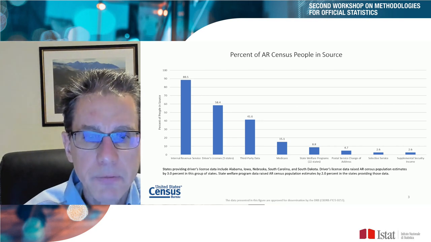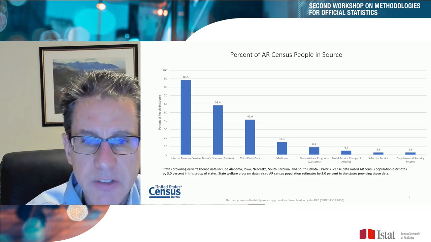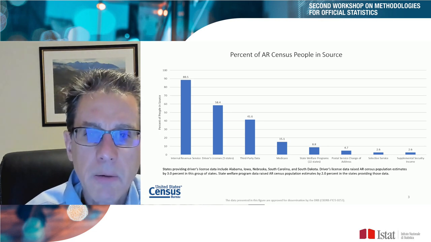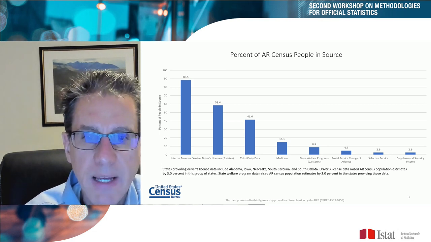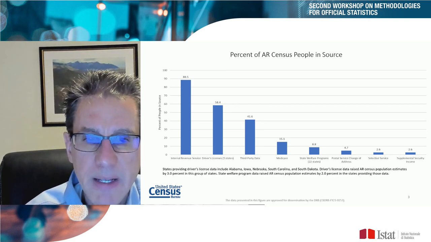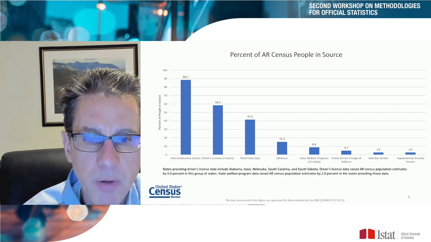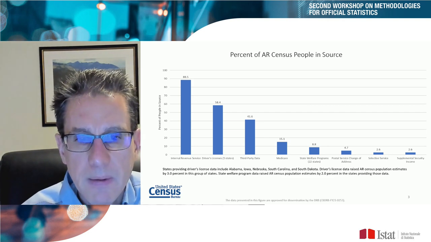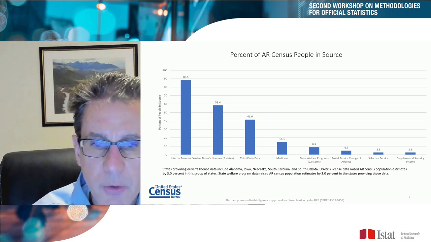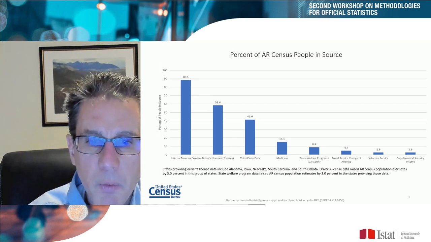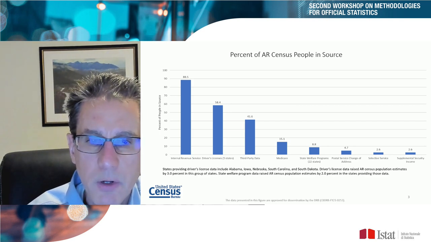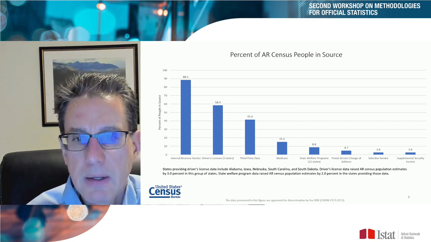And driver's licenses is a good source, because most adults have a driver's license, but we were only able to get those for 5 states. The states where we were able to get them, it added 3% to the population, compared to all the 30 other sources. So we know that we're missing some people because we only have this source for 5 states.